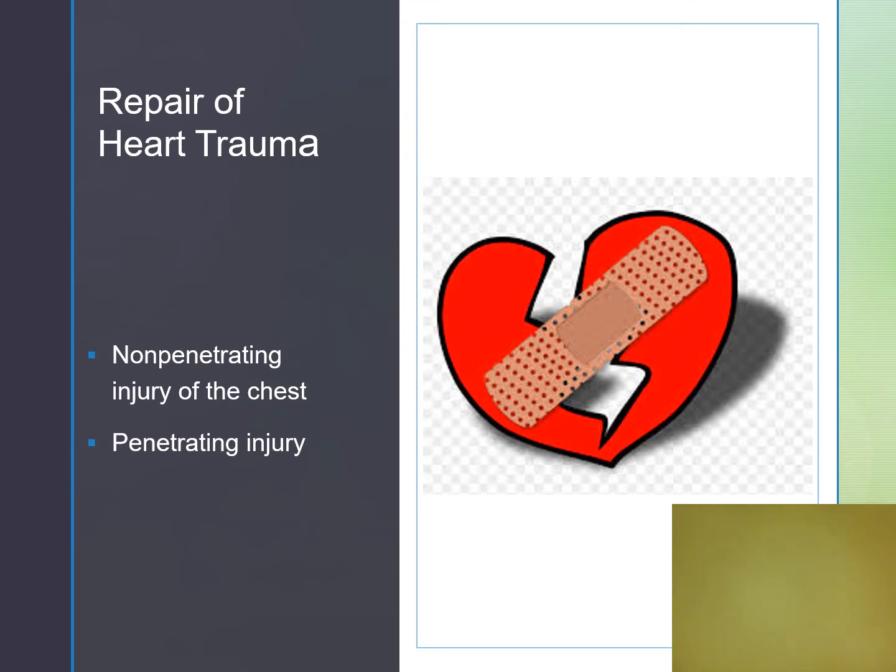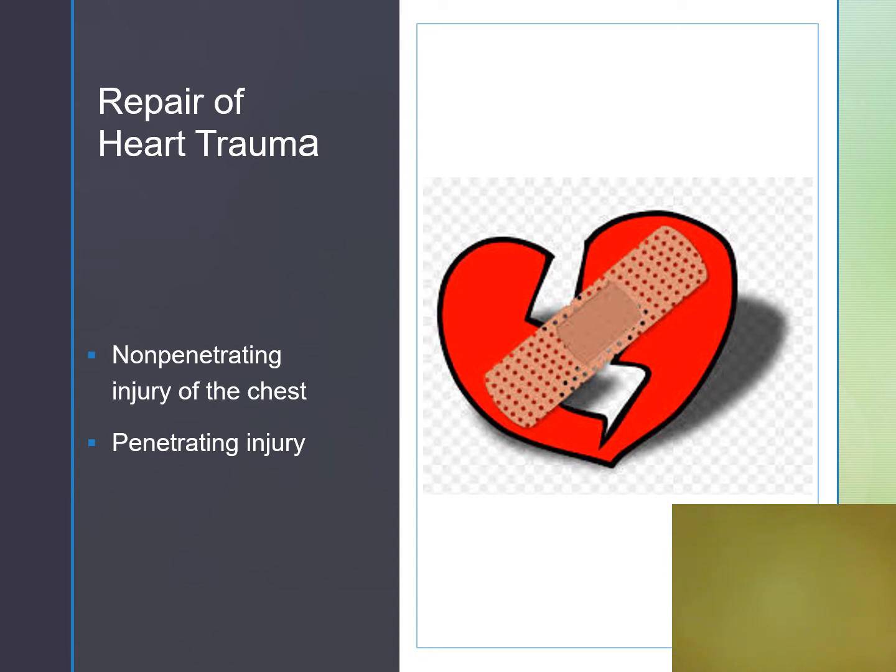A non-penetrating injury of the chest might result in what we call cardiac tamponade. And remember, that is where the pericardium begins to fill with fluid and compresses the action of the pumping heart. And it can compress it so severely that the heart is no longer able to beat.